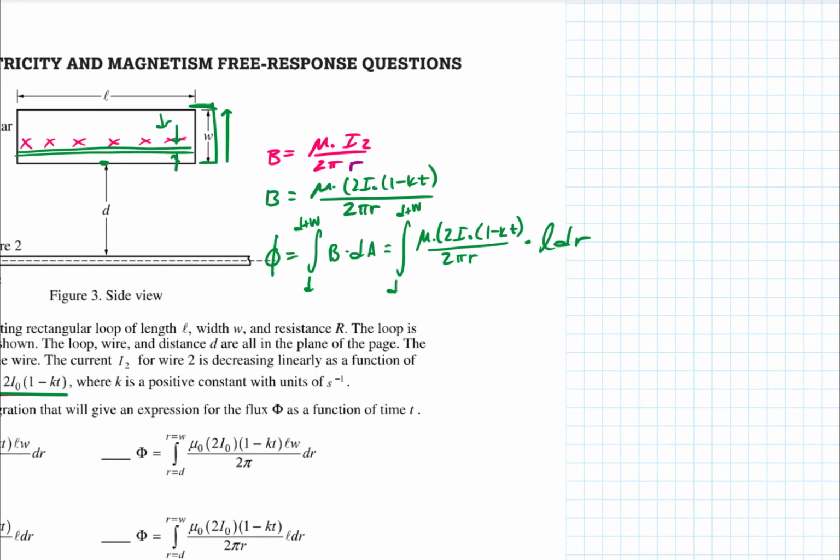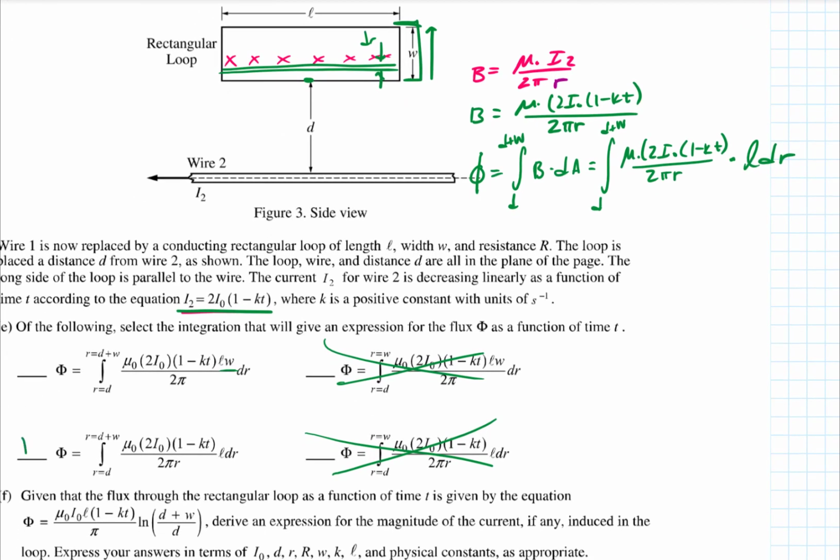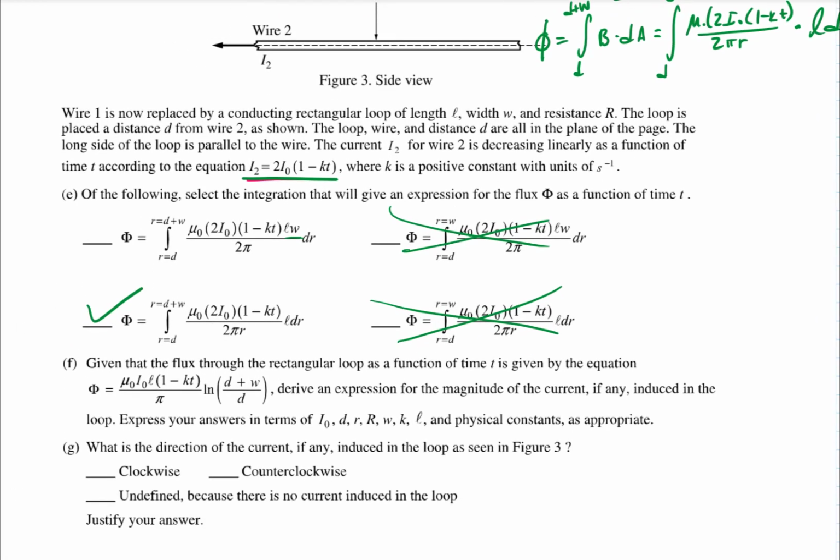And since they're just asking us for the setup, we've got to find the one that looks like that. The one that has the correct limits, first off, eliminates these two. And then it's not L W dr, it's going to be L dr. And then they go ahead and take that integral for us, which is really nice. And they tell us that the value for flux is given here. They want an expression for the magnitude of the current induced in the loop.